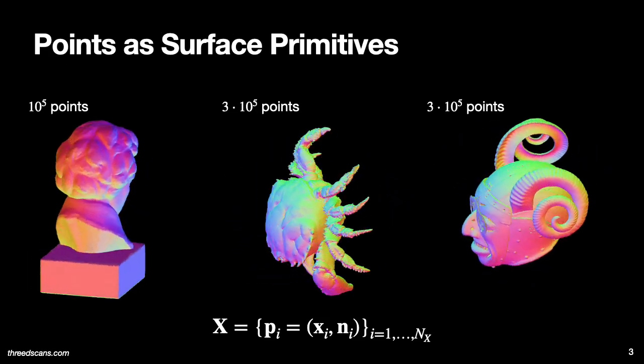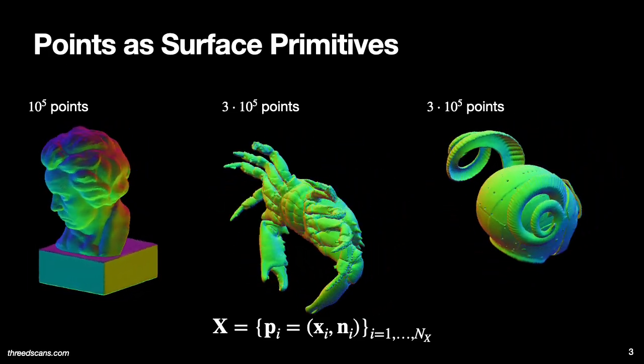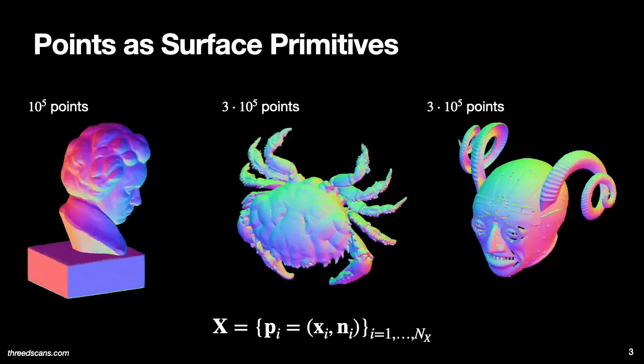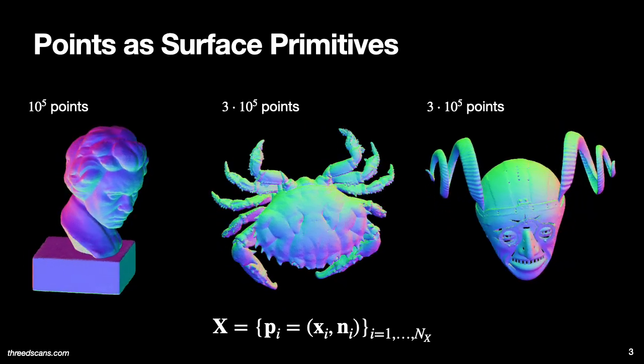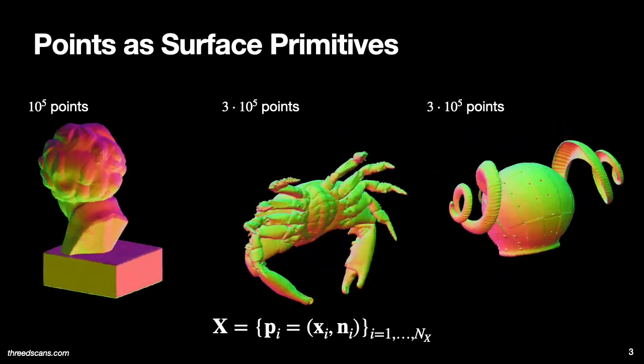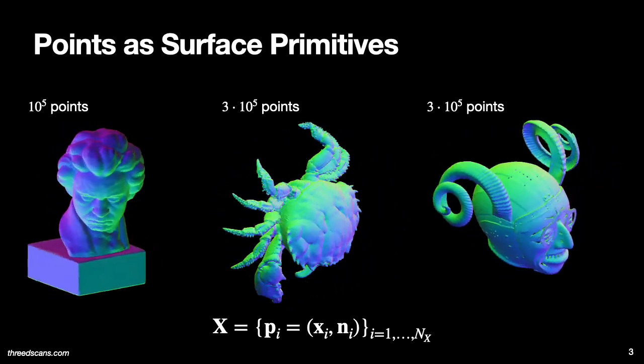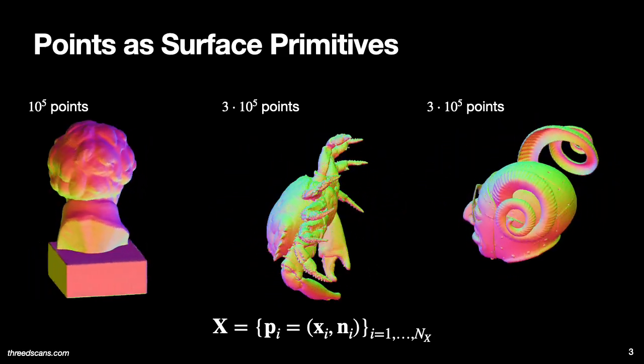We begin this work by revisiting point clouds as surface modeling primitives, and demonstrate how surfaces of arbitrary complexity can be efficiently modeled as sets of 3D points with associated features, such as normal directions. Here, we visualize 3 scans represented by our method.